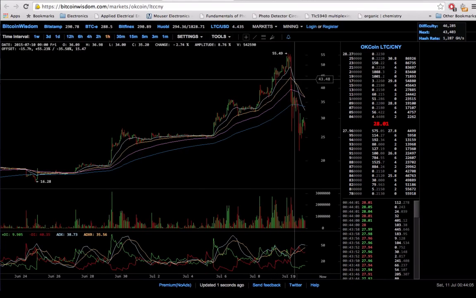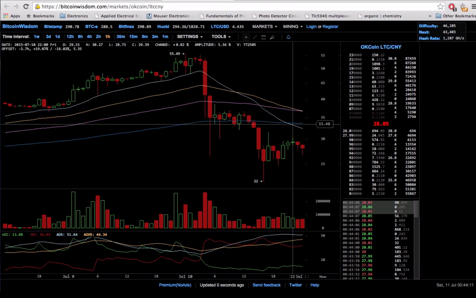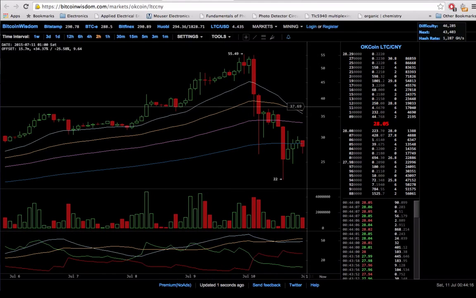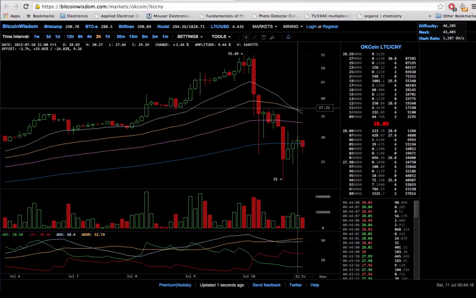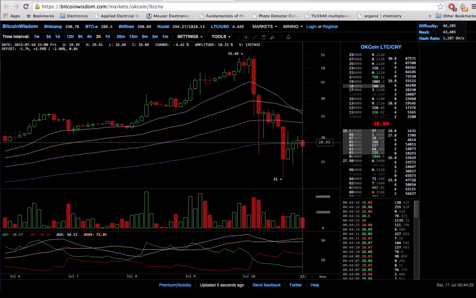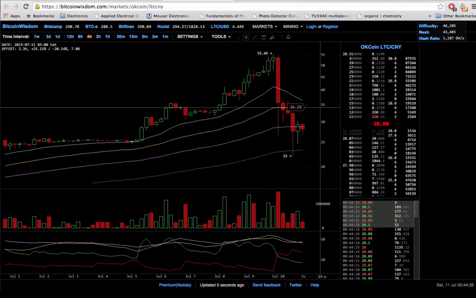Okay, so yeah, we have the 20 period crossing the 50 period, crossing the 100 period, crossing the 200 period. Not really a good sign. Okay, then on the 2 hour, we have the 20 crossing the 50. I still think we're going to be able to cross that 100 and then cross that 200. And look, I'm going to keep going. 4 hour time interval. We haven't even crossed yet.